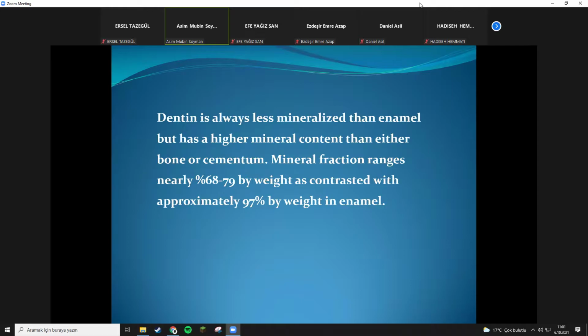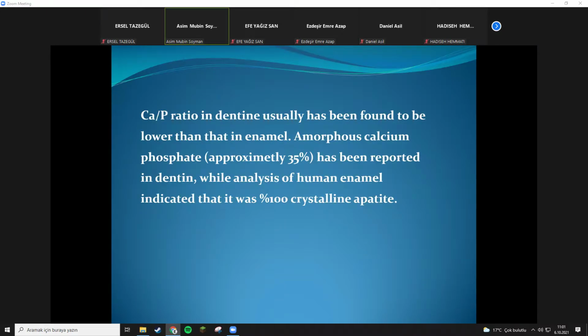Dentin is always less mineralized than enamel, but has a higher mineral content than either bone or cementum. Mineral fraction ranges from nearly 68 to 79% by weight, as contrasted with approximately 97% by weight in enamel. As you can easily see from here, dental enamel contains much more mineral fraction, and it's calcium phosphate, we know now. Now, the calcium phosphorus ratio in dentine usually has been found to be lower than that in enamel.